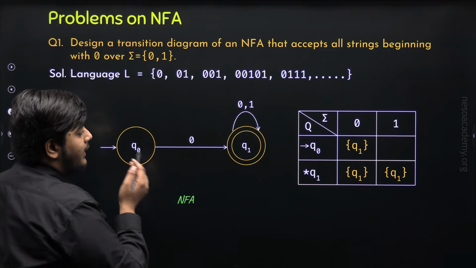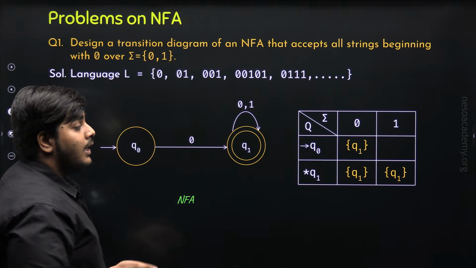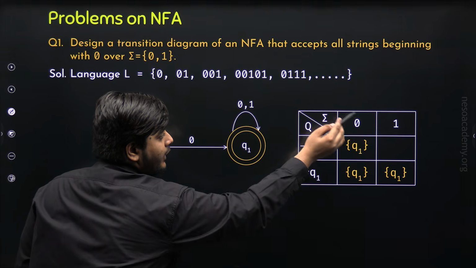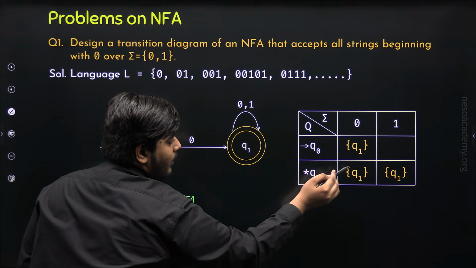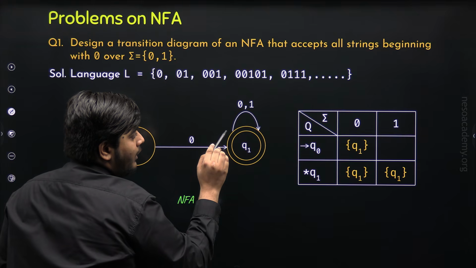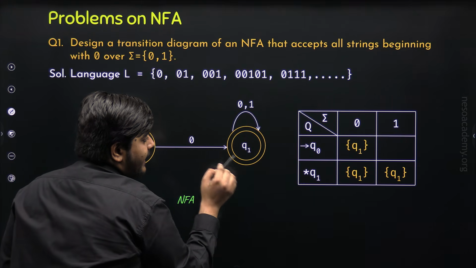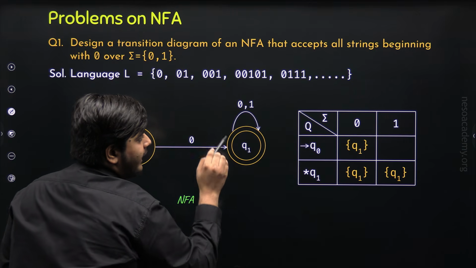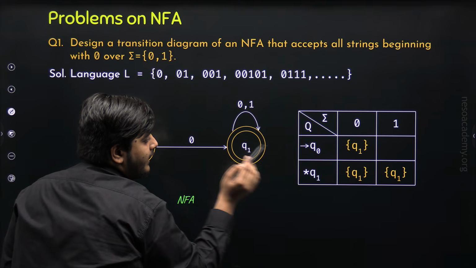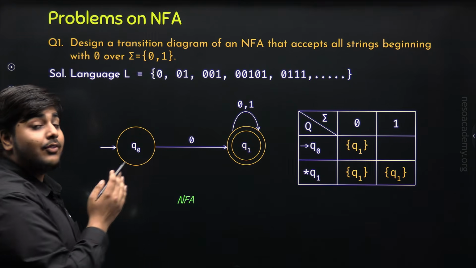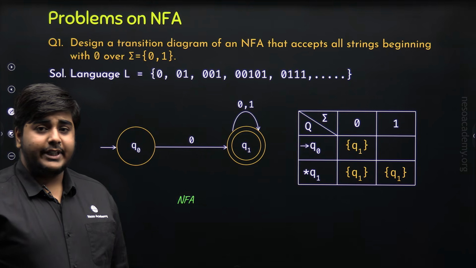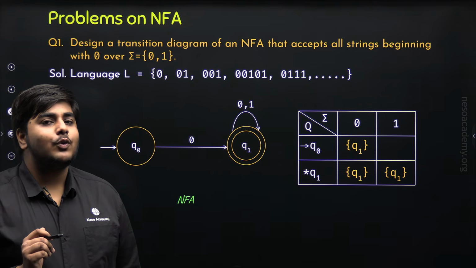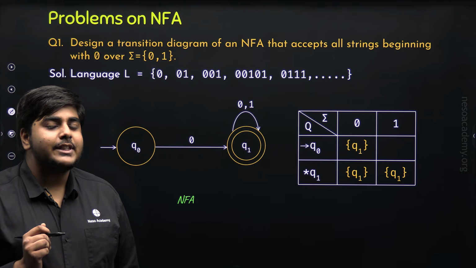Now as you can see, Q0 doesn't have a transition for input symbol 1. That is why we will not write anything in this cell. For the state Q1, on getting input symbol 0, the next state is Q1. As you can see, for the state Q1, on getting the input symbol 0, the next state is again Q1. Similarly, for the input symbol 1, Q1 on getting the input symbol 1, the next state is Q1 itself. So this is the transition diagram and the transition table for accepting the strings beginning with the symbol 0. I hope you have understood this problem. Now let's proceed to our second problem.